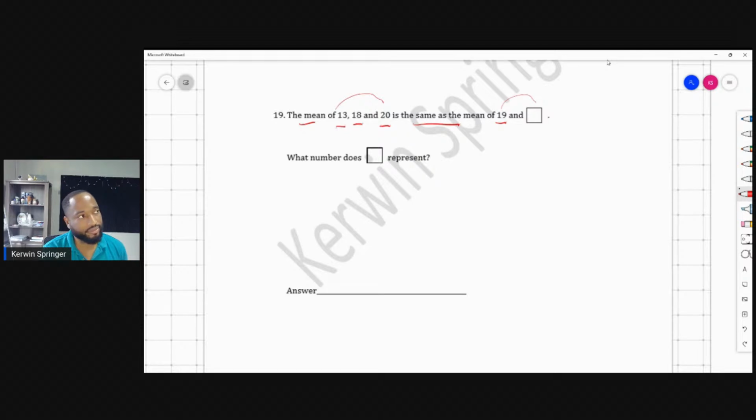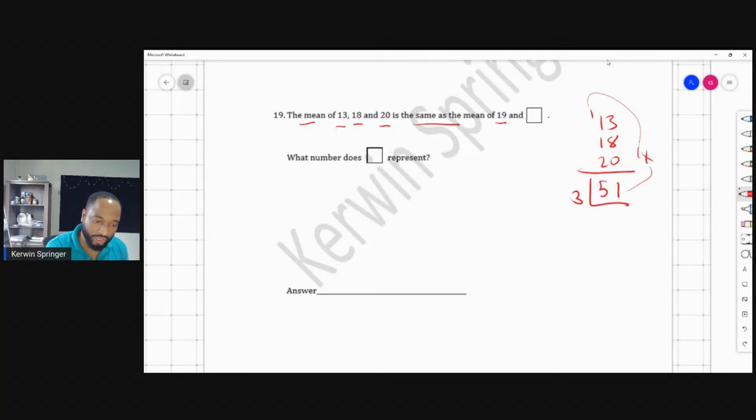How are we doing this one? I'm trying to see if there's a shorter way we can do it. Let me do the long way first. So the long way, I would add up. 3 and 8 make 11. Then add up again, and I got 51. When I divide 51 by 3, because there are 3 items, I get 17. So the mean of these three is 17.